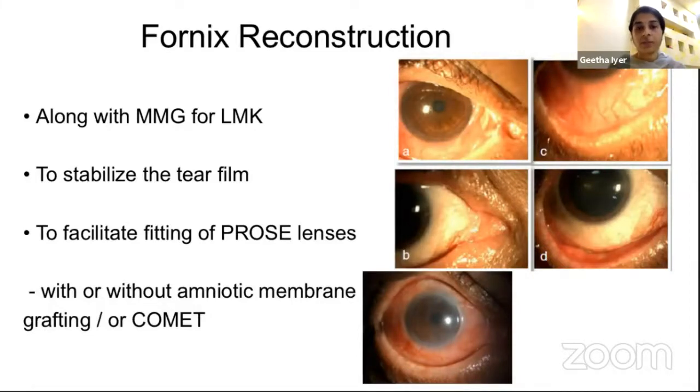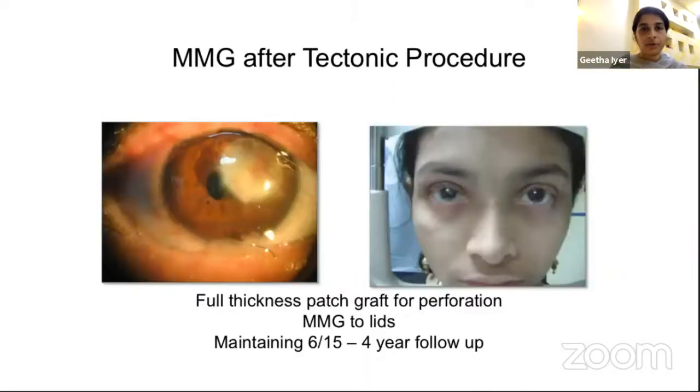This is done to stabilize the tear film, and especially in those eyes where you have a shortened fornix, but where you would want to facilitate fitting of the prosthetic lenses and therefore better formation of the fornix, you would need to combine a fornix reconstruction with mucous membrane grafting. And in these situations, there is definitely a role for topical steroids in the post-operative period.